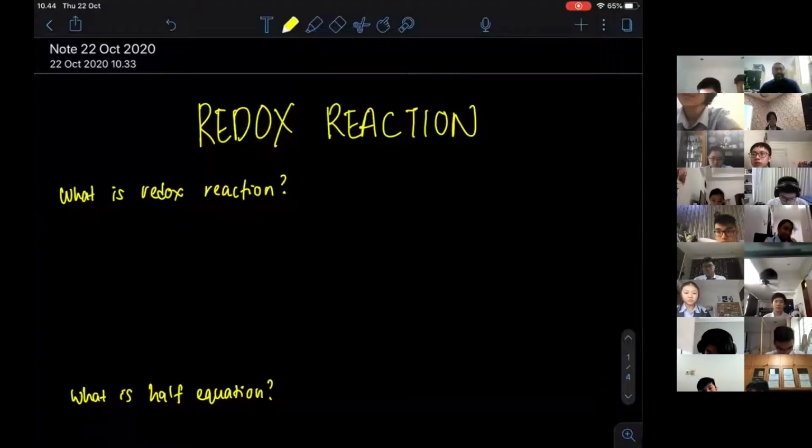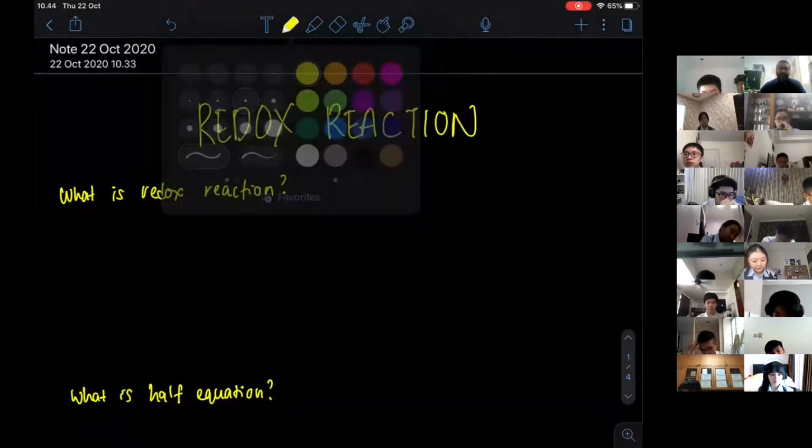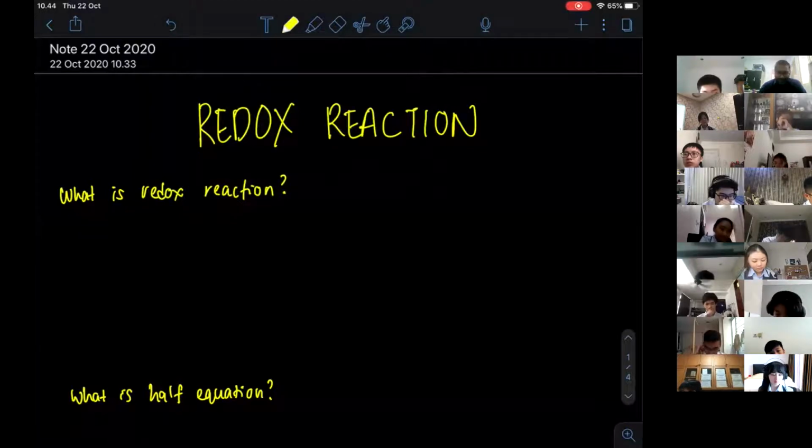Now, we will enter the new chapter. Okay, this chapter is called redox reaction. So, a very important thing that we need to know for redox reaction is what is redox reaction in the first place. Okay, so what is redox reaction?